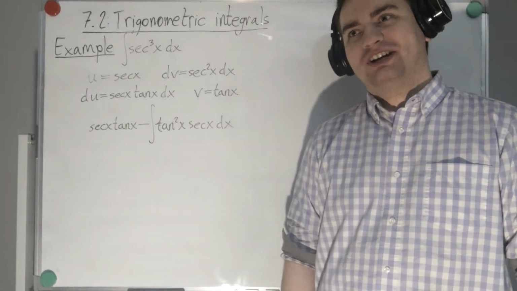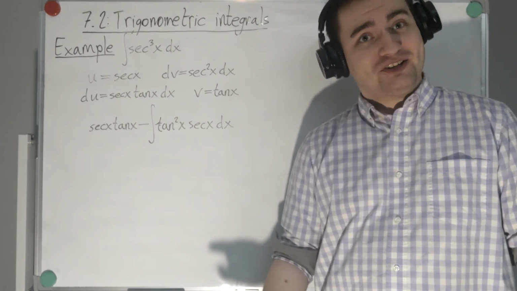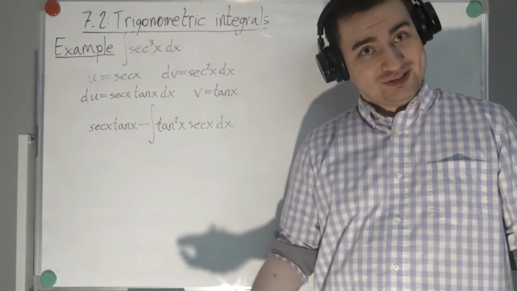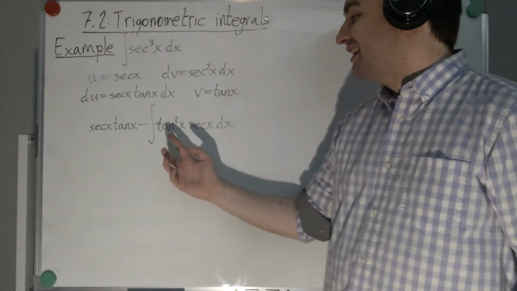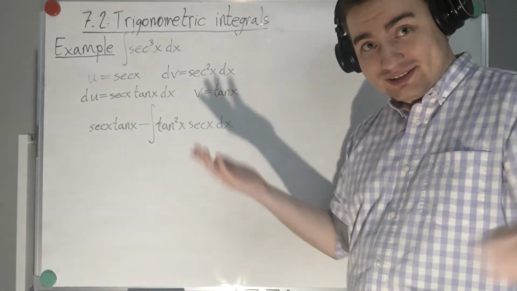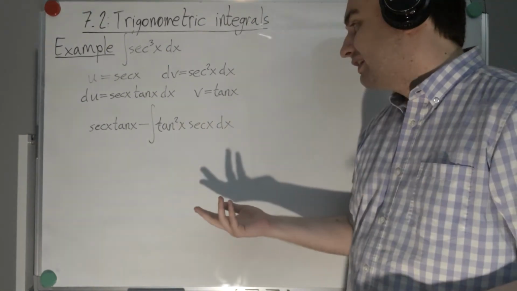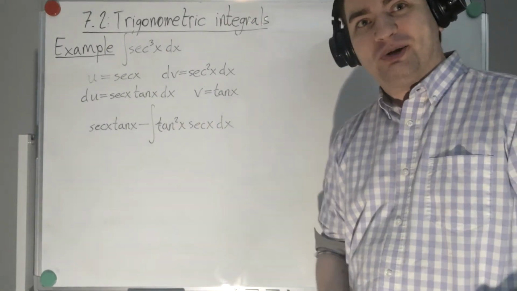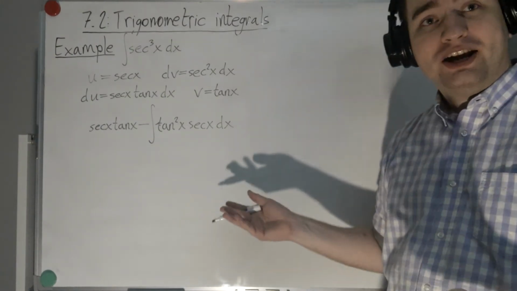All right, well, that's another one that doesn't fall into either case, right? Because the power on secant is 1, it's not even. And also, it doesn't fall into the other case either. So, what are we going to do here?